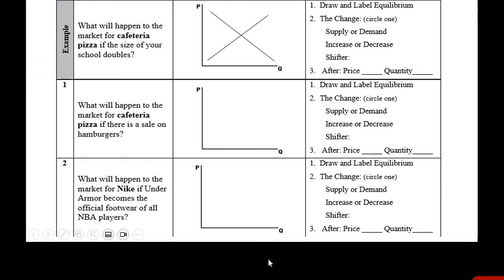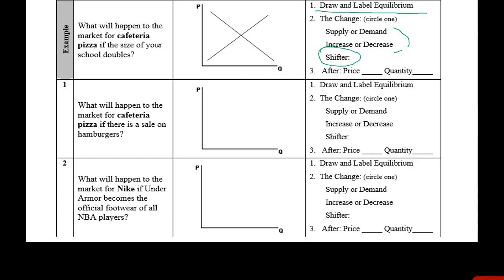So it looks like we have some supply and demand scenarios here. And we have to draw our graph, like it says here, draw and label equilibrium. And then we have to determine what the change is. Is there a change in supply or demand? Did it increase or decrease? Then we have to identify what the shifter is.